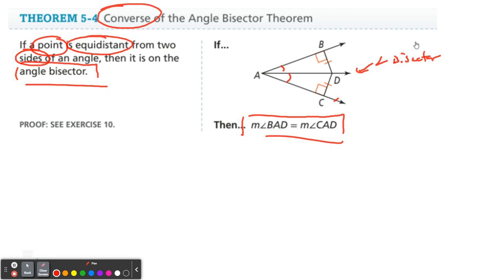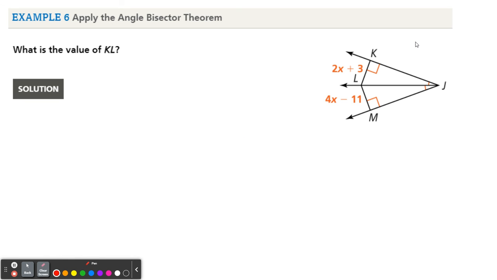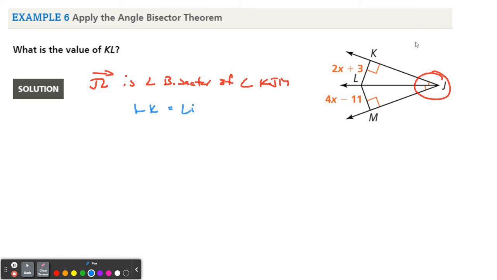Okay, so let's do one algebra problem and then we're done with this one. What is the value of KL, right? In this picture here, because of the congruent markings right here, we know that ray JL is the angle bisector of angle KJM. And because we know that, we know that L to K is equal to L to M. These two lengths are equal.